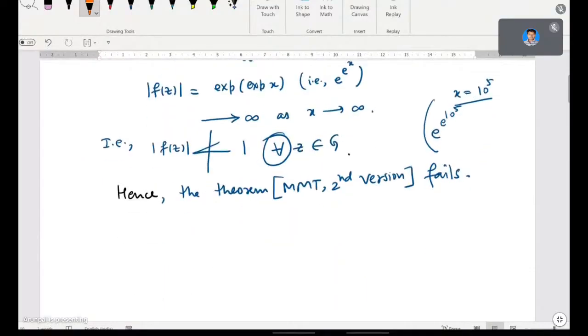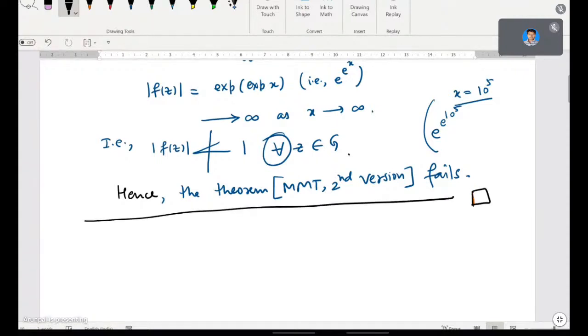Right? So here I have tried to explain to you that the condition of boundedness was an additional condition that is a must to be taken. It is actually that condition which gives us the second version of the maximum modulus theorem. Okay, good enough. So, class, I have shown you that we can't drop the condition of boundedness.